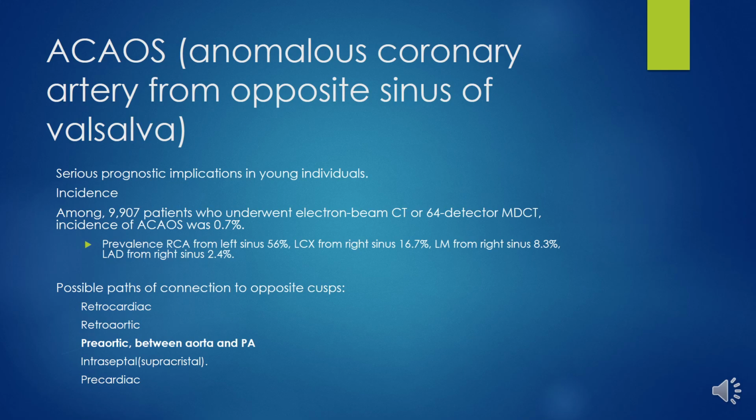Anomalous origin of coronary artery from the opposite sinus of Valsalva. The prevalence of this ranges between 0.1 to 0.7%, with anomalous origin of the right coronary artery being 3 to 6 times more common than the anomalous origin of the left coronary artery. However, anomalous origin of the left coronary artery is more prevalent in the cases of SCD.